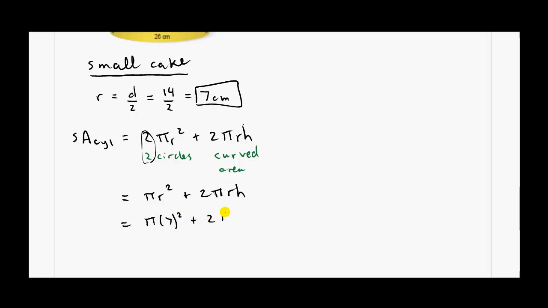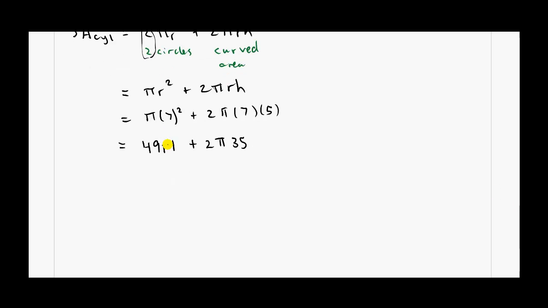We already calculated the radius as 7. We will substitute that. Pi 7 squared plus 2 pi 7 for radius, 5 for height. 7 squared is 7 times 7, that's 49 pi, plus 2 pi times 35, pi, plus, we can multiply the 2 by 35, it's 70 pi. 49 pi's plus 70 pi's gives us 119 pi square centimeters on the small cake.